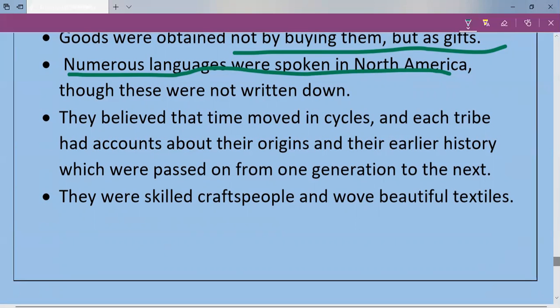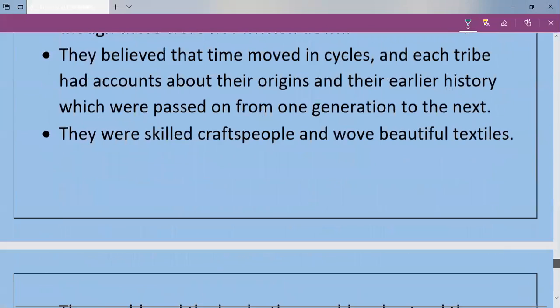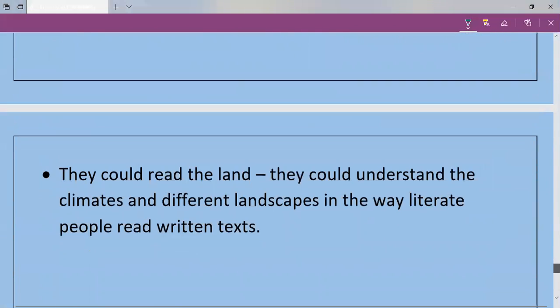They were skilled craftspeople and wove beautiful textiles. These native peoples were very good craftsmen. They could read the land. They could understand the climate, the weather, the fertility of the soil, and the type of plants which would grow in a land. That is the meaning of reading the land: they could understand the situation in the land.